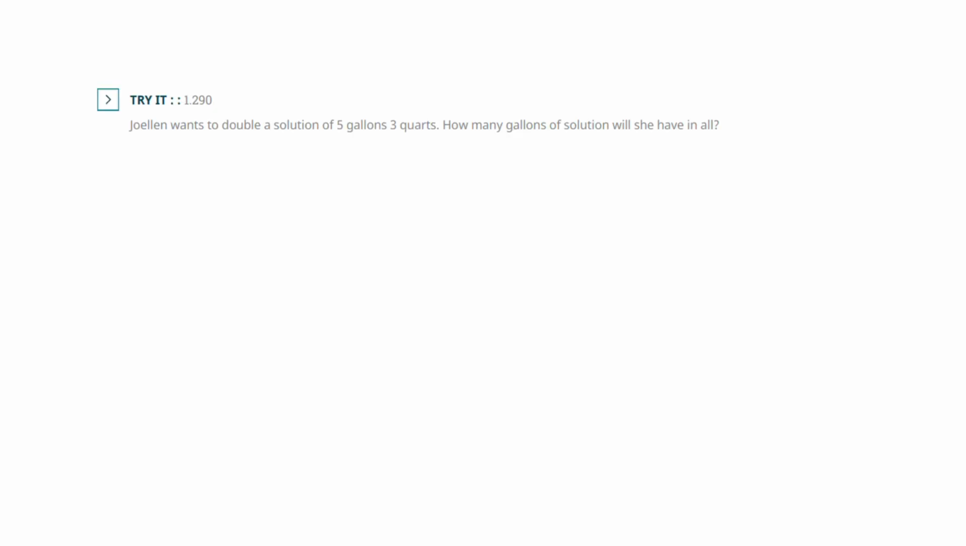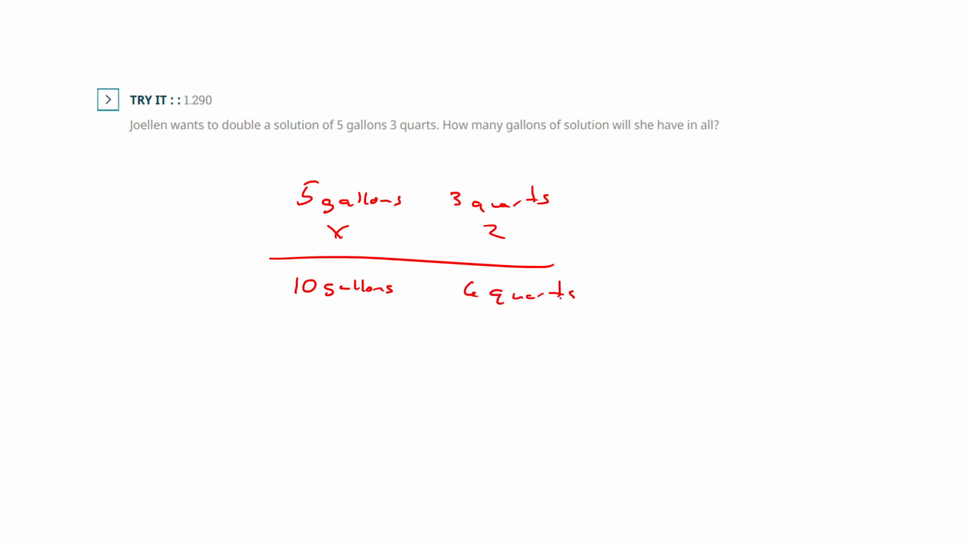Oops, what did I do here? Get one more of these. Okay, I didn't understand for a minute. Okay, 5 gallons, 3 quarts. So he's going to double this. So now he's got 10 gallons and 6 quarts. But 4 quarts are in a gallon, so I've gone over. So once again, I've got 10 gallons. I've got 1 gallon with 2 extra quarts. So we'll put those together. I get 11 gallons and 2 quarts.